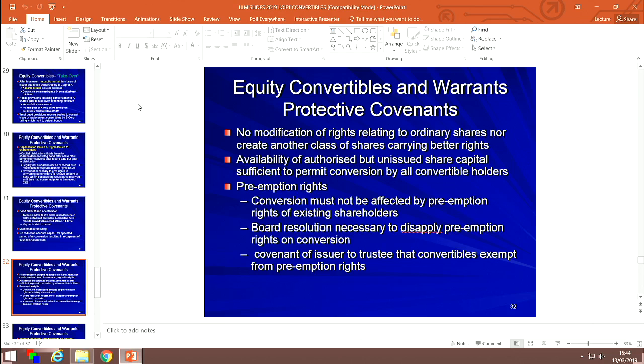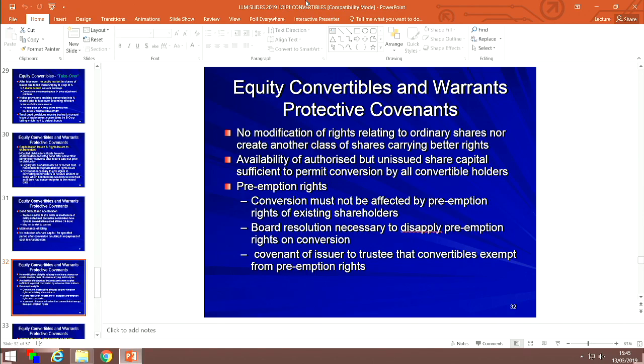If there's a trustee, that covenant is obviously given to the trustee, that the convertible bonds and the shares being issued pursuant to conversion shall be exempt from preemption rights.